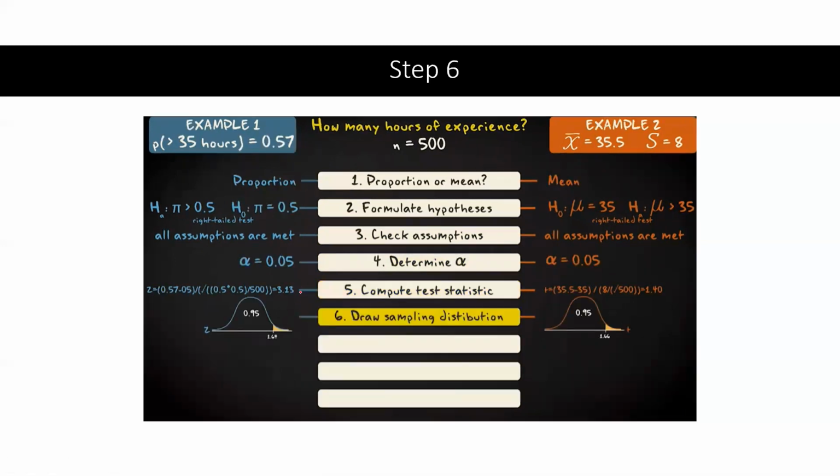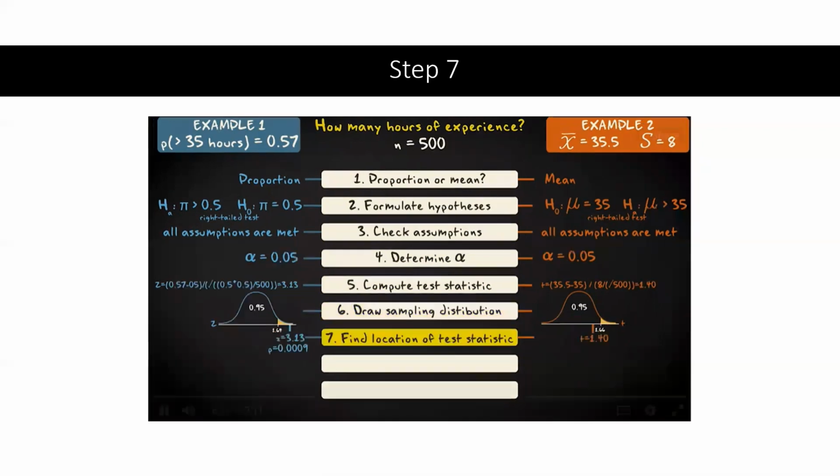And then we need to draw the sampling distribution here. So this is a right-tail test, with 0.05, and the rejection region will lie somewhere here. So we need to draw this sampling distribution and find the location of the test statistic. So the z score is 3.13, which is greater than your rejection region boundary, so you reject your null hypothesis.